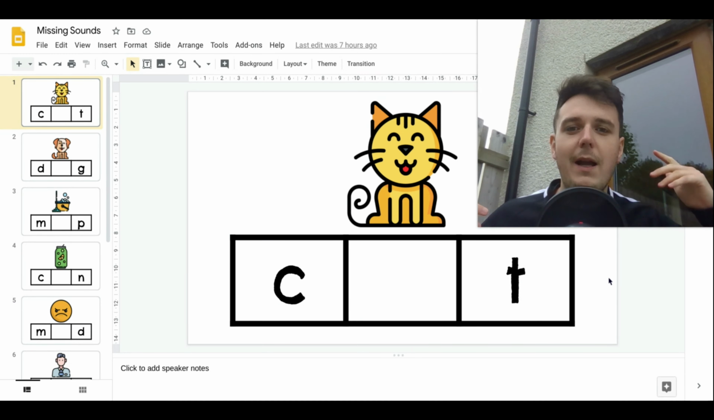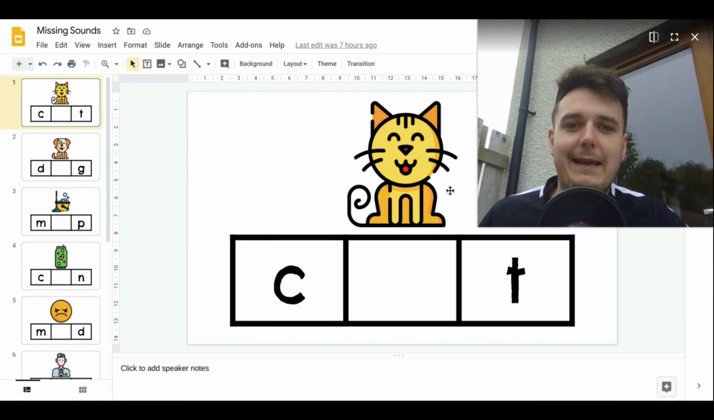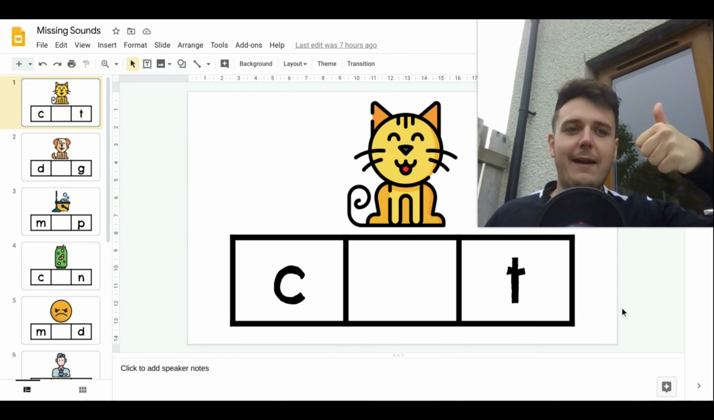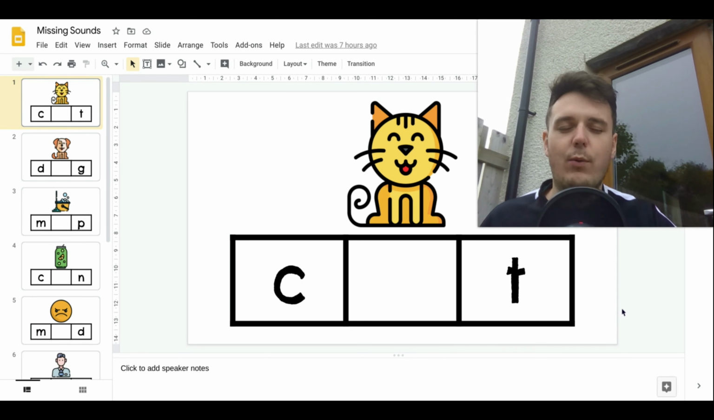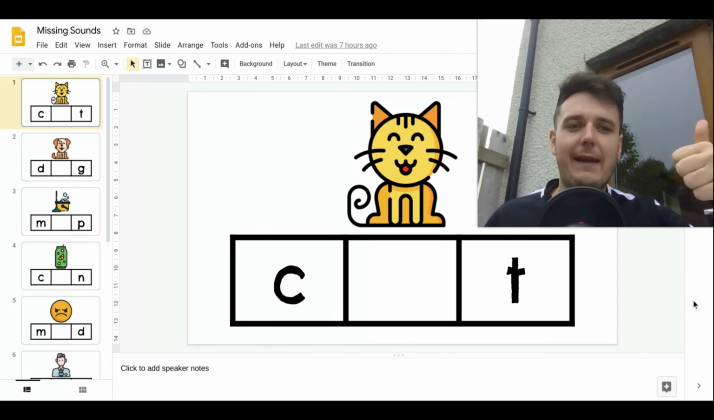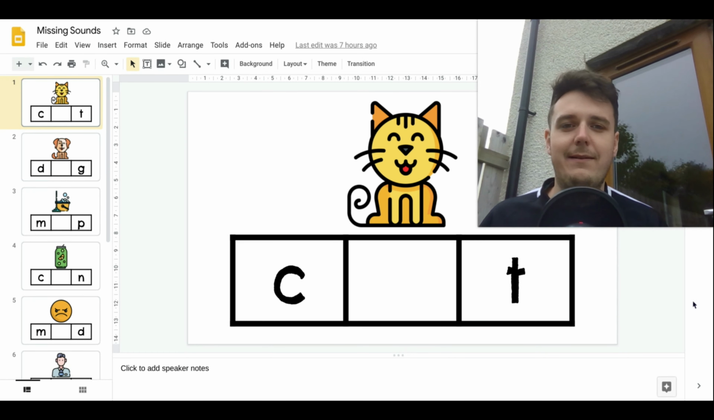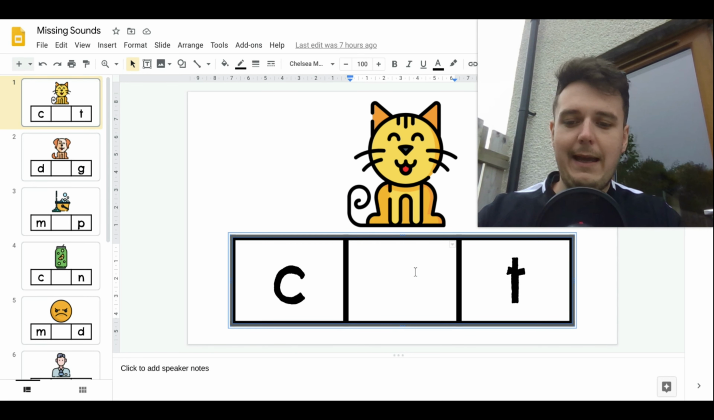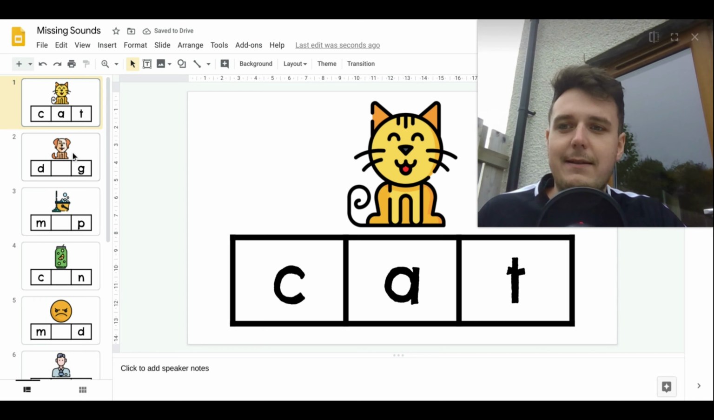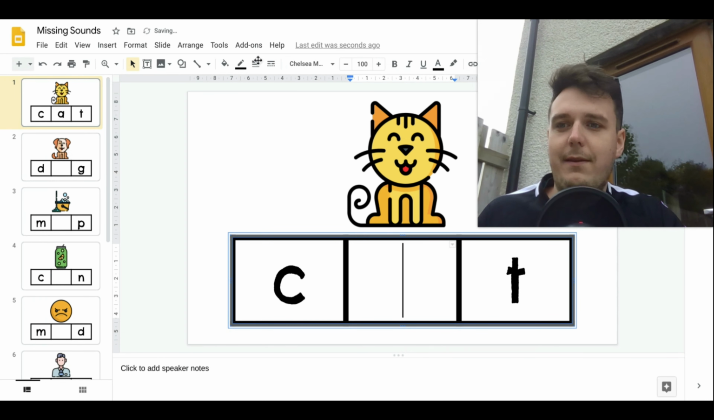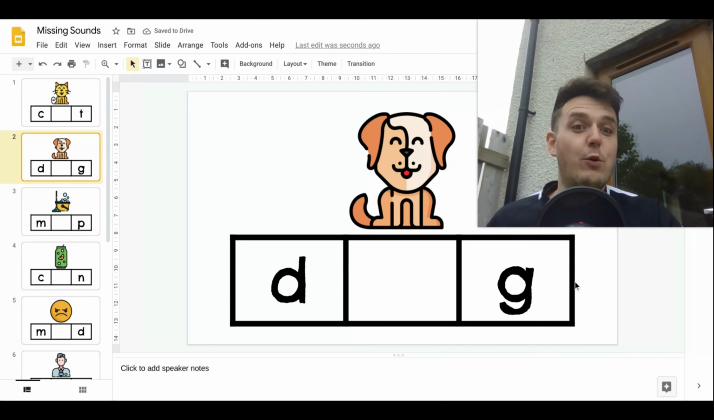So our first one, we appear to have here a cat. Cat. I wonder what this middle sound's going to be. That's right, it's a cat, an a. Fantastic. Second, let's just change that back. There we go. So we don't affect everybody's work.